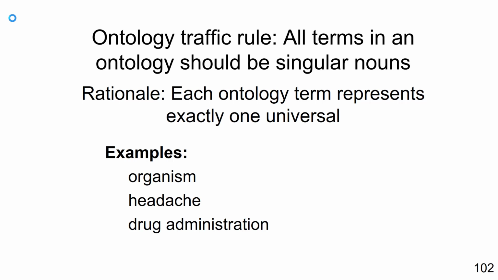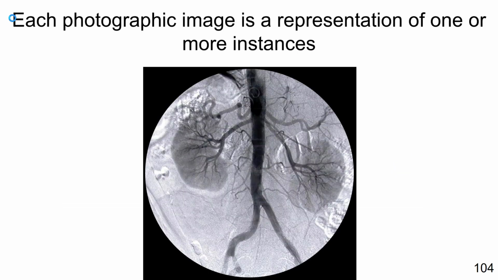Another even simpler traffic rule is that all the terms in your ontology should be singular nouns, which means they should be nouns which you can count. So 1 organism, 2 headaches, 3 administrations of drugs. That's because ontology terms represent universals, and because universals have instances which you can count. If you put other kinds of things which you can't count into your ontology, you'll get into difficulties. BFO won't work, first of all.